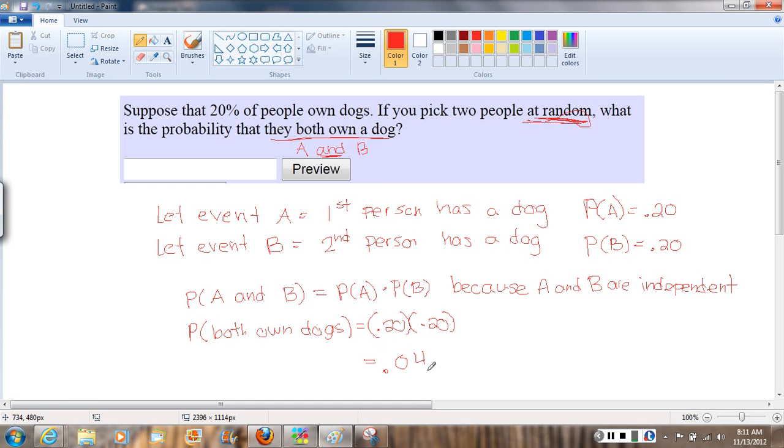And notice they don't indicate it needs to be a percentage, so we can report our answer just as a decimal, 0.04, which is pretty interesting to note. If 20% of people in the whole population own a dog, that's not that unusual. But the probability of picking two at random that own dogs goes down to 0.04. So there's a 4% chance that if you pick someone at random and then someone else at random, both of them would say, yes, I have a dog.